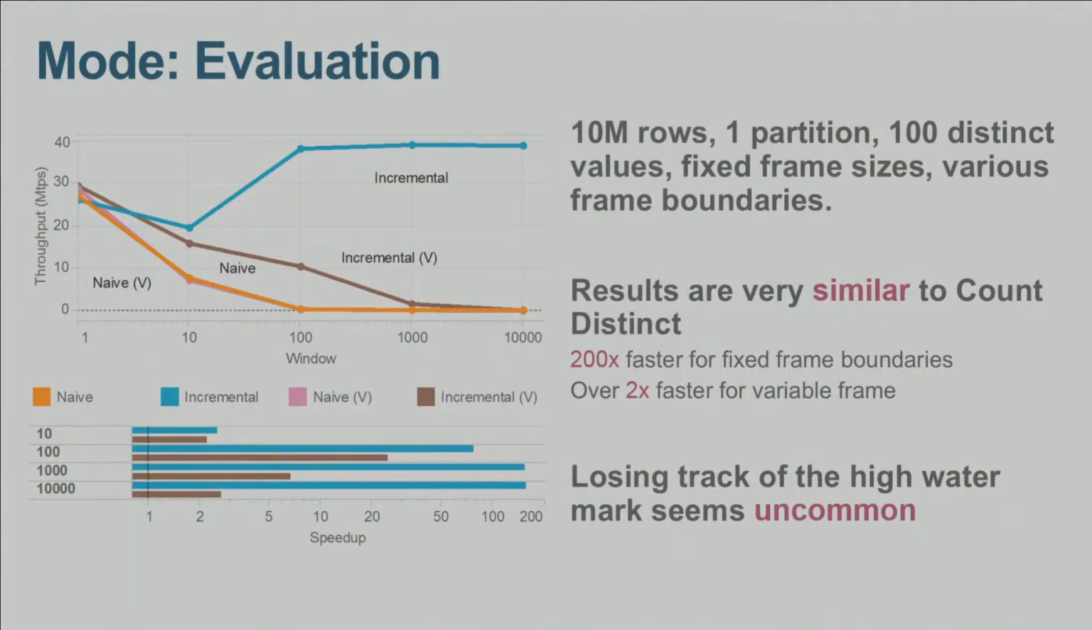And this has very similar performance characteristics to count distinct. What we get out of this that's different is that losing track of the high watermark, at least for the kind of random data we were using, is very infrequent. And so this approach seems to scale very well and stay linear.